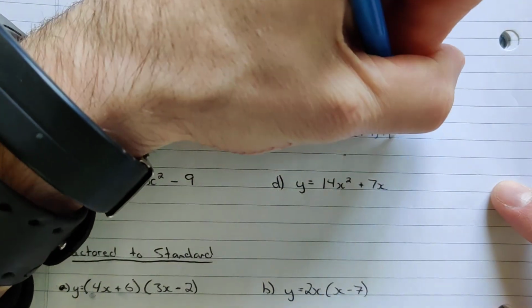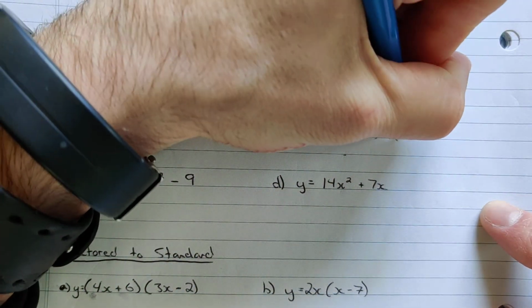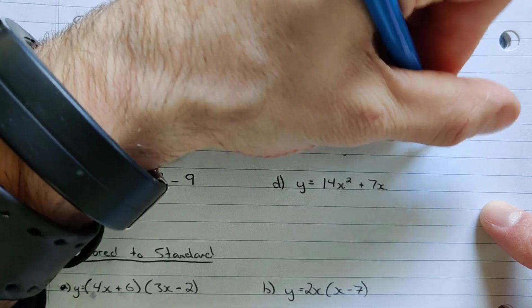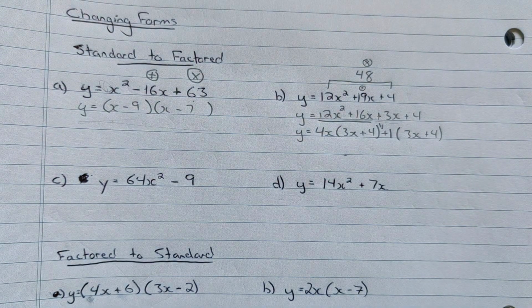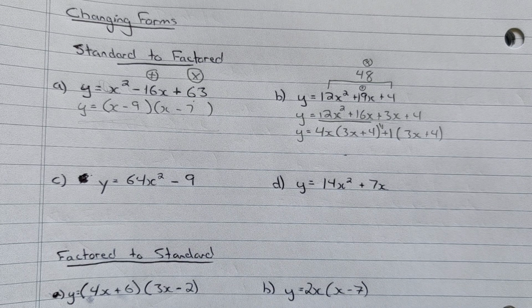So I'm going to put a 1 down here, and I'm going to divide both by 1. Well, it just leaves me with 3x plus 4. Dividing by 1 does not change anything. Now, looking at this, I have two terms. Again, terms are separated by plus and minus signs. I have 4x times 3x plus 4, and then I have 1 times 3x plus 4.